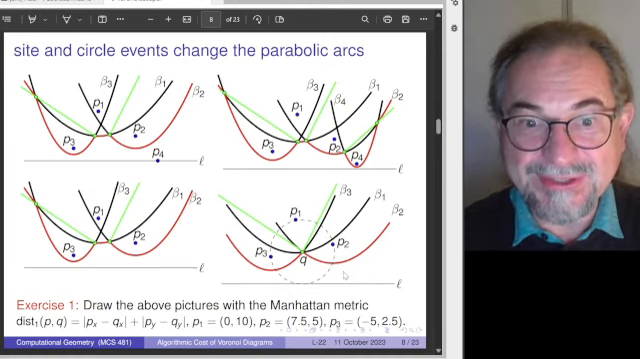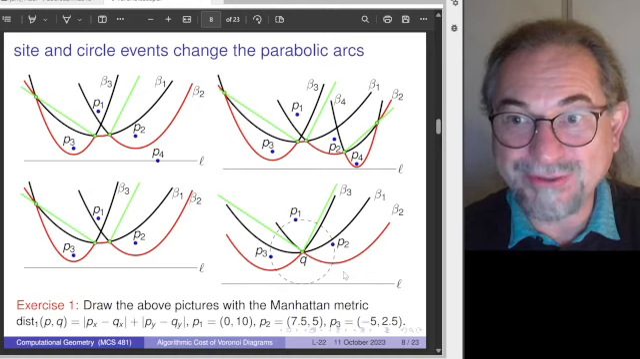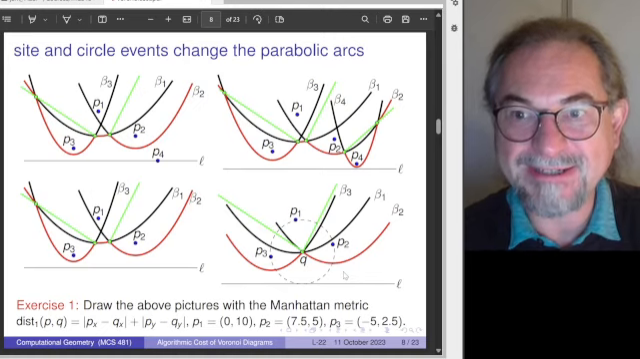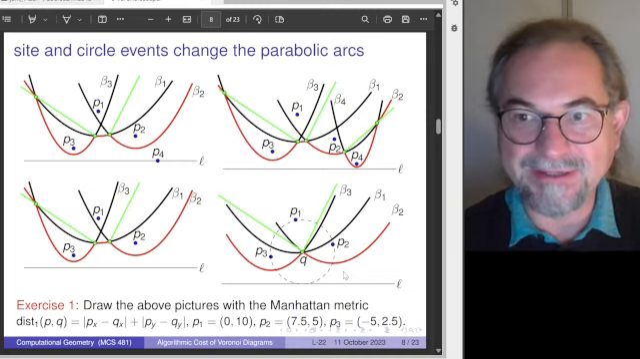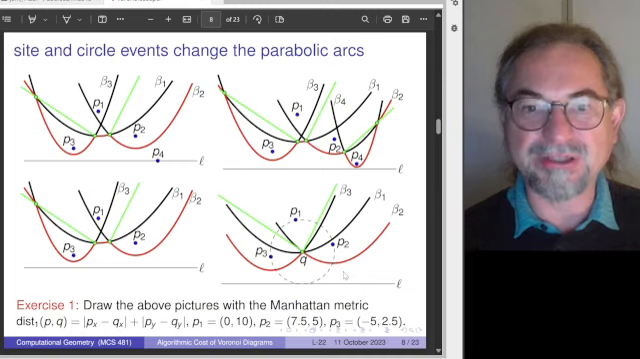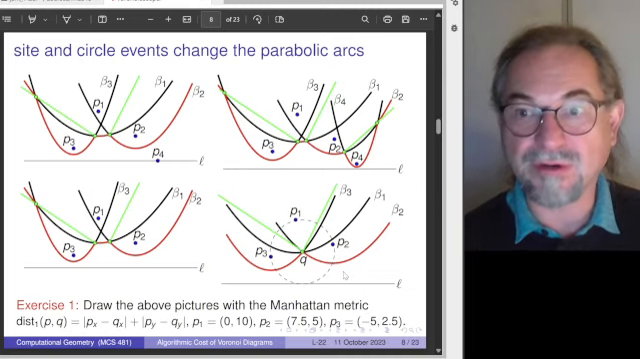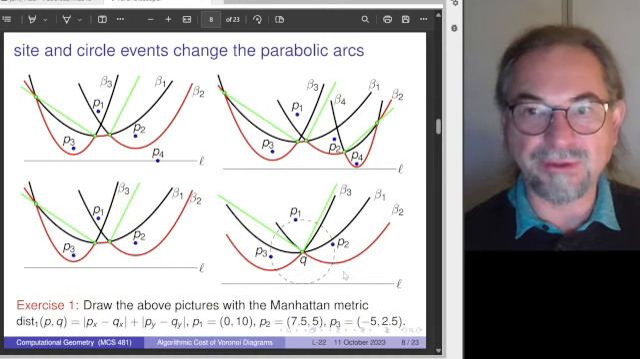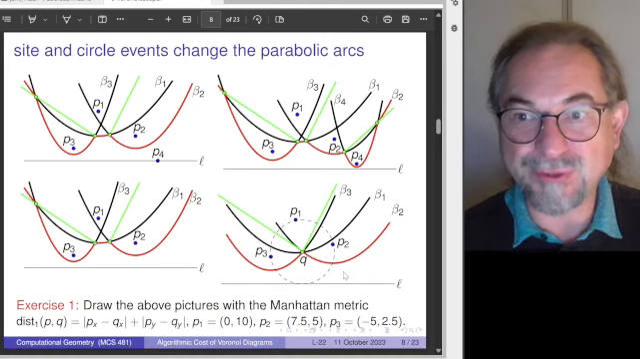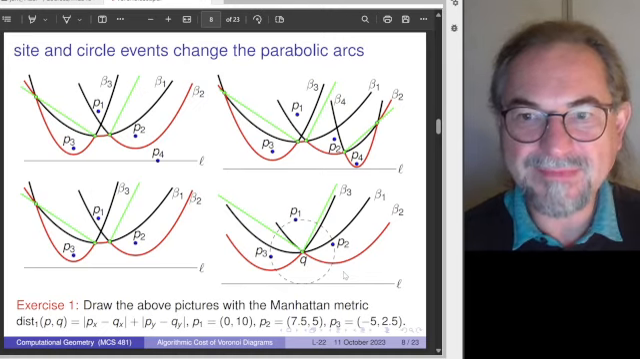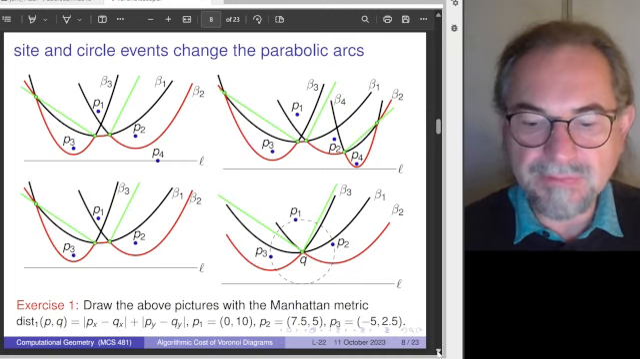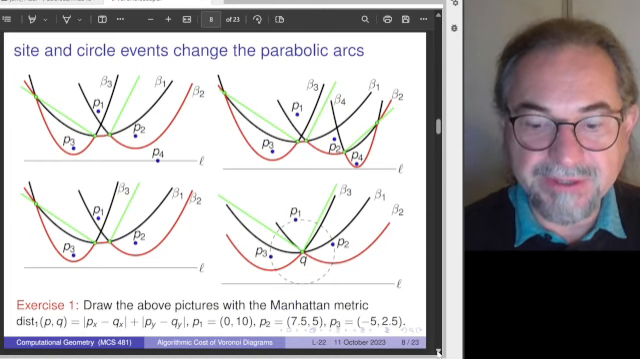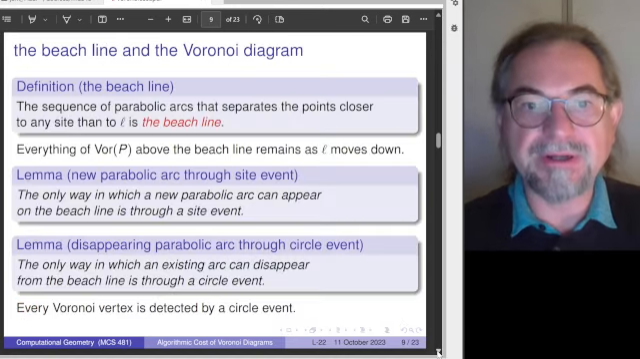As an exercise, what do the parabolas look like if you have the Manhattan metric? Manhattan, for New York City, where everything is very logically designed. Also in Chicago, our streets run either north-south or west-east. So if you have that metric, what do the parabolas look like? That's an interesting exercise. So that was the justification or the derivation for the sweep line algorithm.